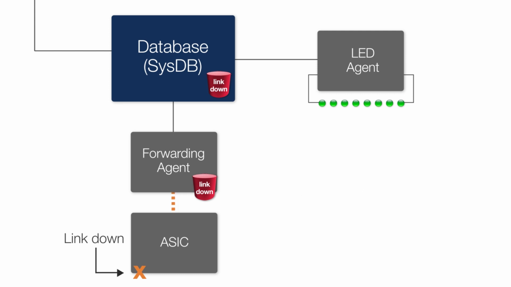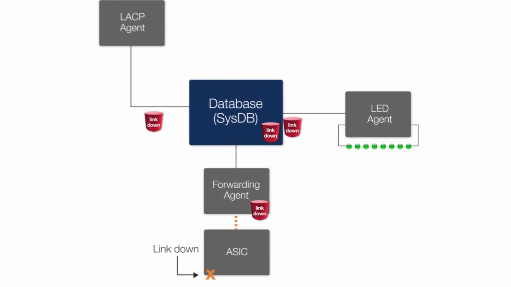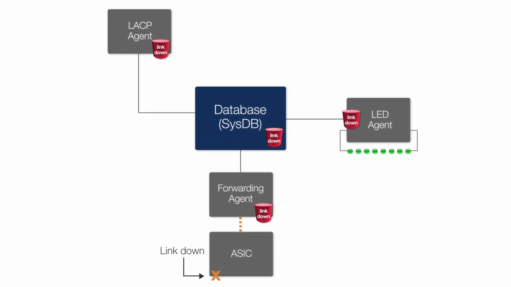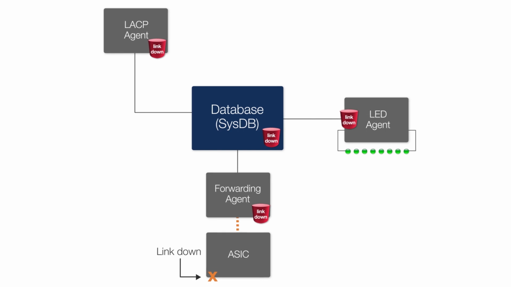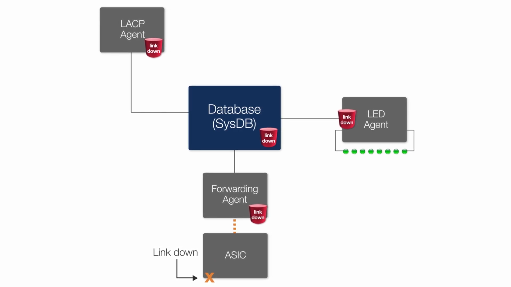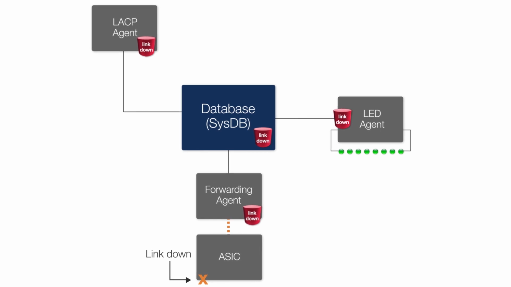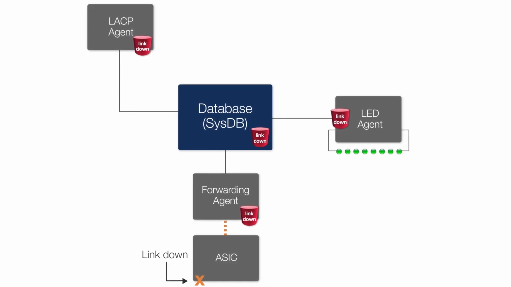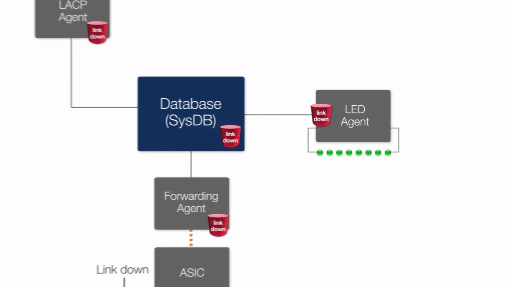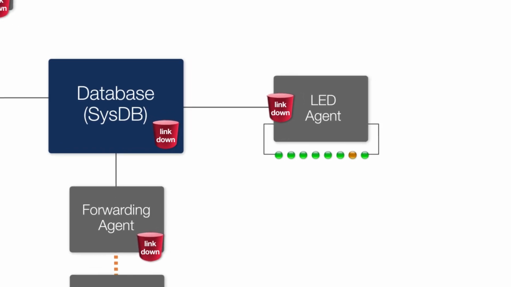Once the update passes those checks, we then propagate the update to all of the processes on the box that care about link down, which on a switch is pretty much all of them. But taking just our examples, the LACP agent needs to know that the link went down to withdraw the link from the aggregate, and our humble LED agent responds to the link down event by turning off the link LED.